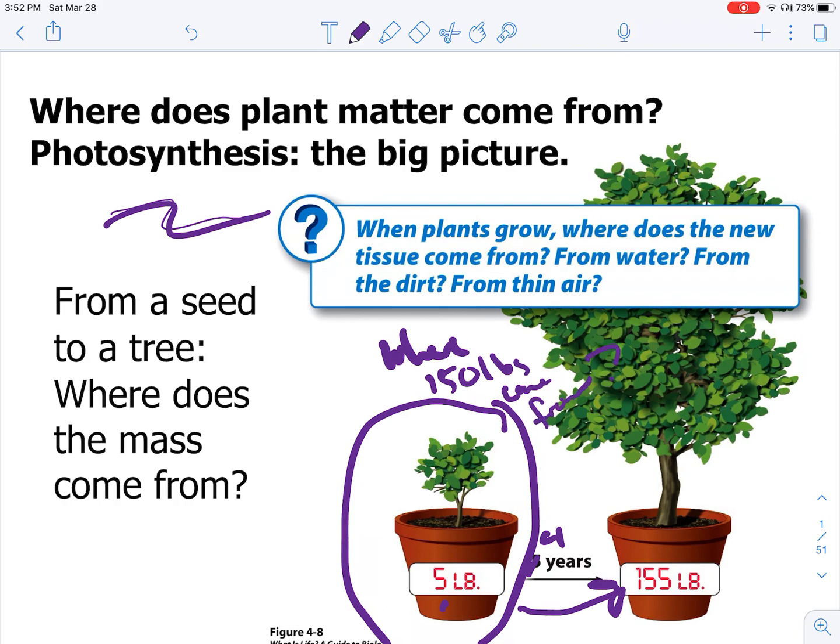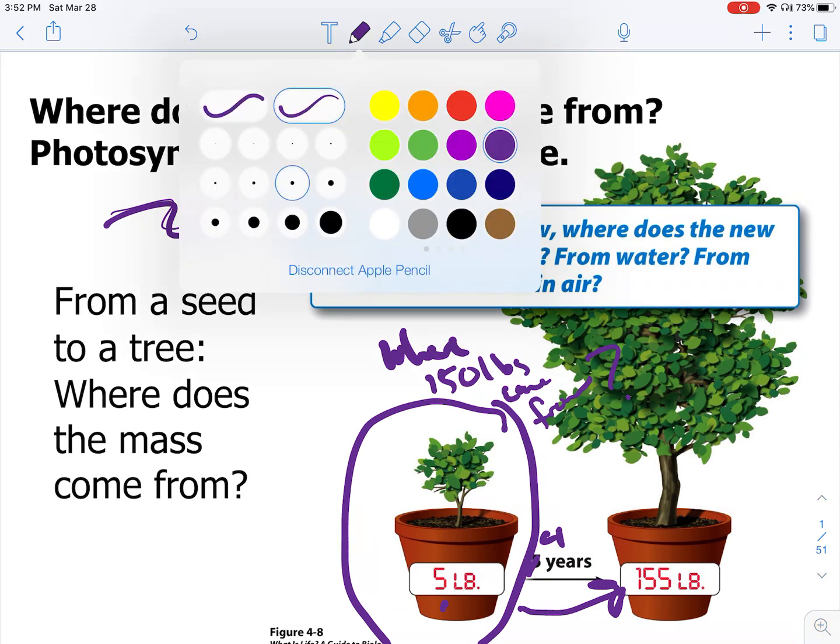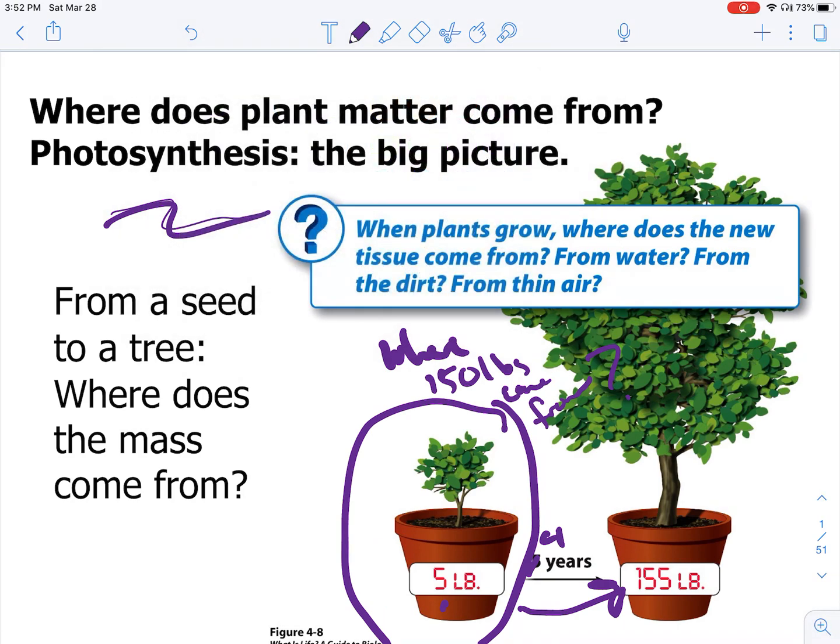And most of us, if you ask all your friends or whatever, would say very clearly that the plant must pull it from the ground. But that's not the case. In fact, if you were to look at the dirt, and let's say you did an experiment where you actually measured the weight of the dirt that you'd have to replace over that 4 years while this tree grew, you would see that the dirt mass doesn't change. And so where does the mass of that plant come from?